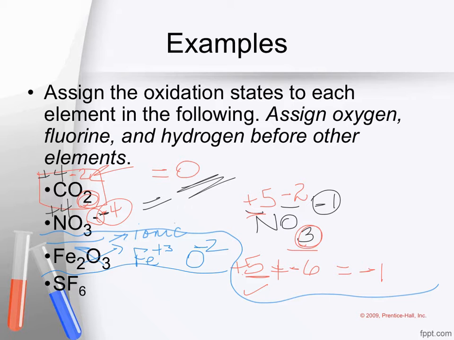Okay, the last one. One of the rules was fluorine, unless it's an element on its own, always has an oxidation number of -1. Let's see. All right, so fluorine has an oxidation number of -1. Because there are 6 of them, they contribute totally to the oxidation numbers of -6. And because all of the oxidation numbers need to add up to equal 0, because sulfur hexafluoride is neutral, that means that sulfur has to be +6 oxidation number. All right, that's it for that.